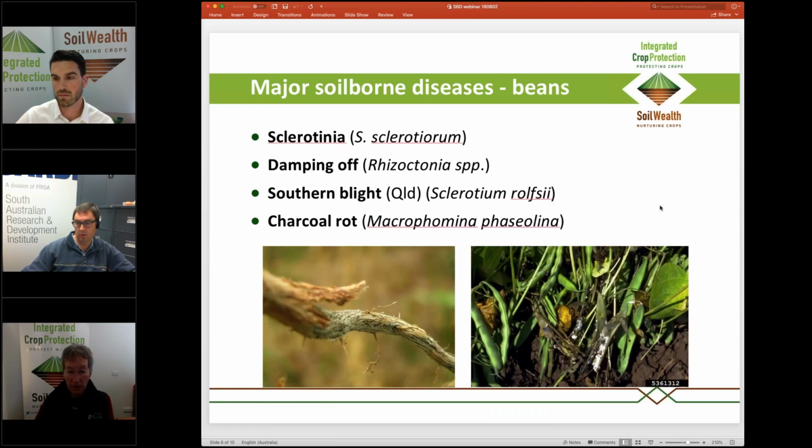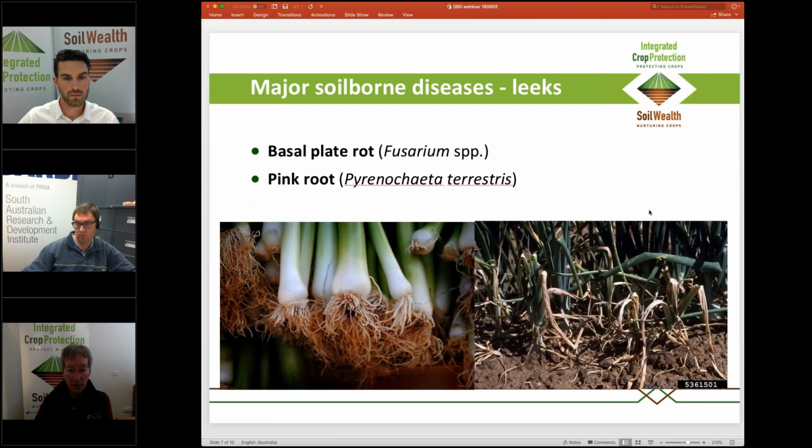Beans, widely grown in Queensland, in Tasmania, again, Sclerotinia, again, damping off, but we also have southern blight, which is the same pathogen as we saw previously in capsicums, and then the beans have their own charcoal rot as an added problem. A lot of issues in alliums, so leeks as an example is pink rot, and basal plate rot, again a Fusarium that we've seen as a damping off disease previously. So this is just a really quick overview.